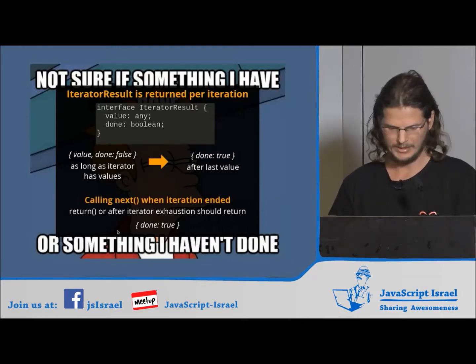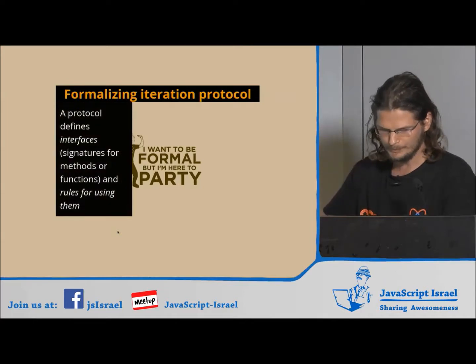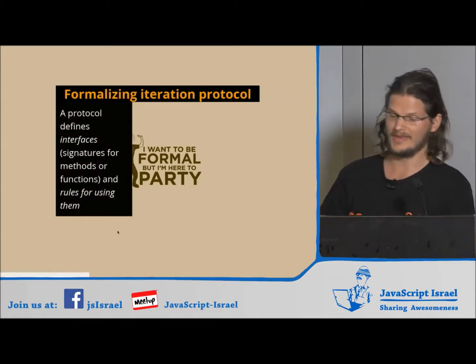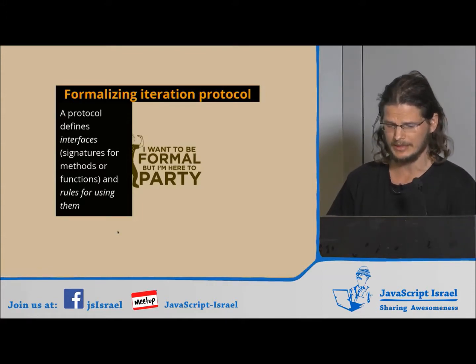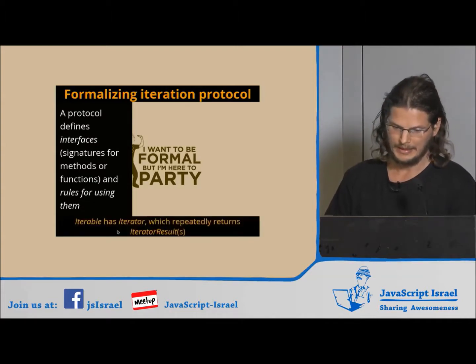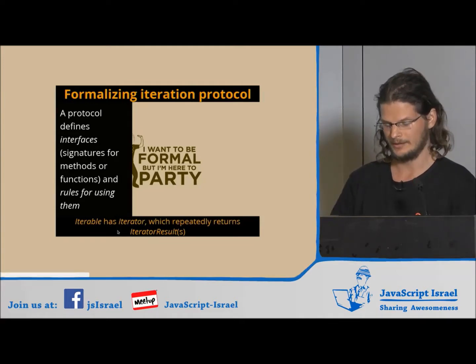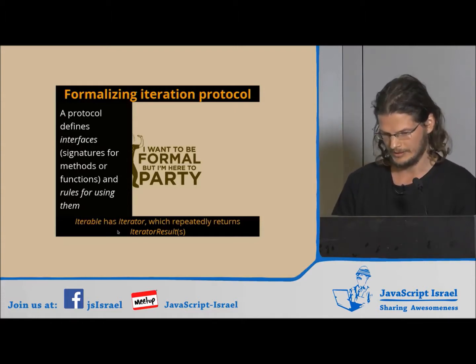That's basically what I just said. And so let's formalize all three. So a protocol is a new thing in JavaScript-ish. And basically, it defines interfaces and rules for using them. And if we summarize it, Iterable has an iterator which repeatedly returns iterator results.